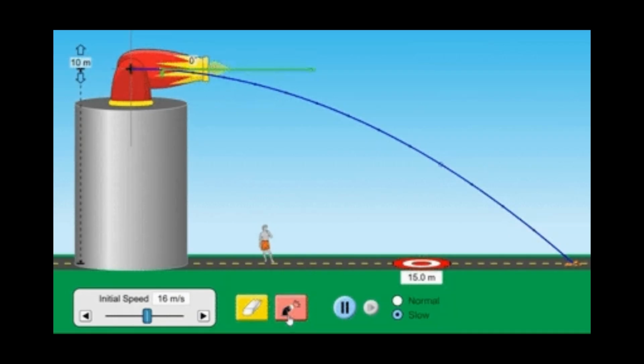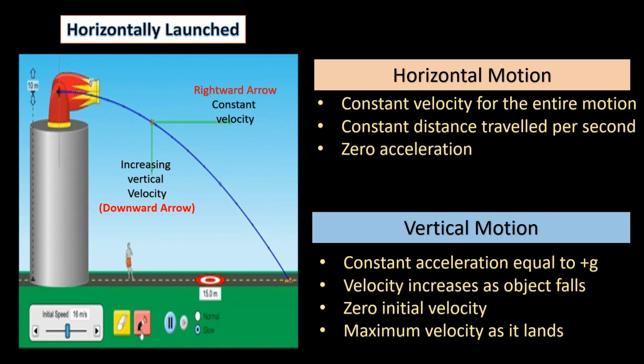A horizontally launched projectile refers to the motion of an object, like a ball or bullet, that is projected horizontally from an elevated position. Ignoring air resistance, gravity acts downward as the only force, causing the object to follow a curved path towards the ground. The concept of projectile is a combination of horizontal and vertical motion. So we need to understand the properties of its horizontal and vertical motion.